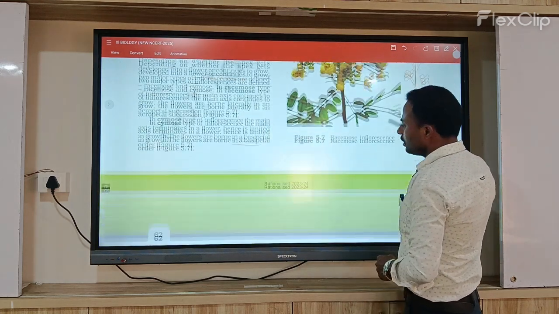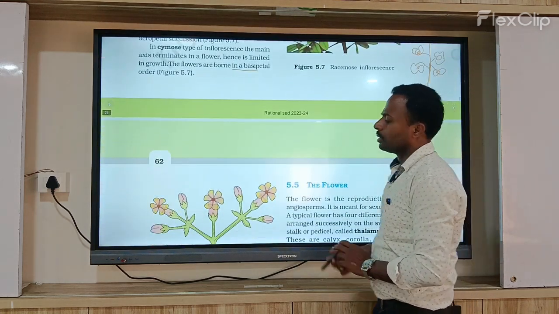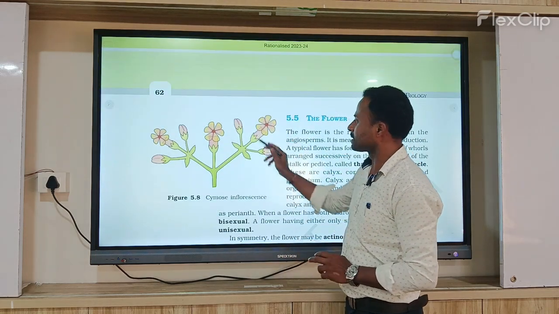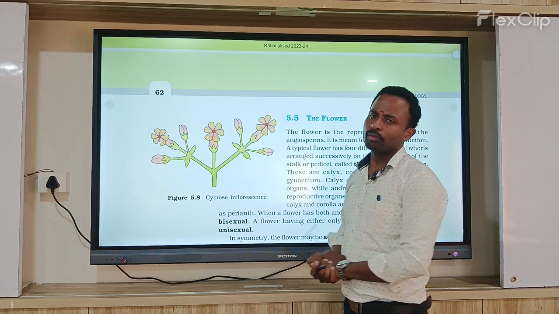Okay, see, this is the cymose inflorescence.